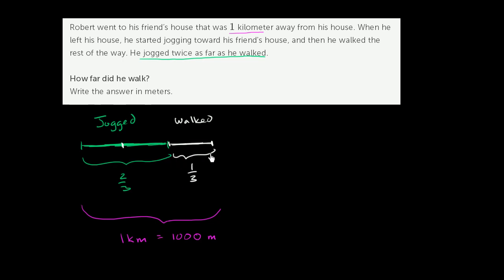So if you want to know how far did Robert walk, well, he walked 1/3 of the distance, and the total distance was 1,000 meters. So how far did he walk? He walked 1/3 of 1,000 meters. And so what's 1/3 of 1,000 meters?